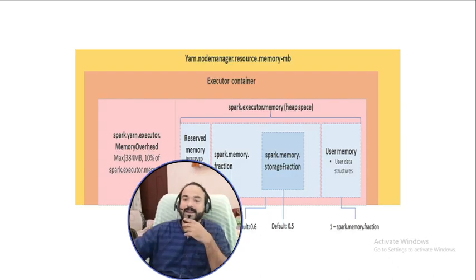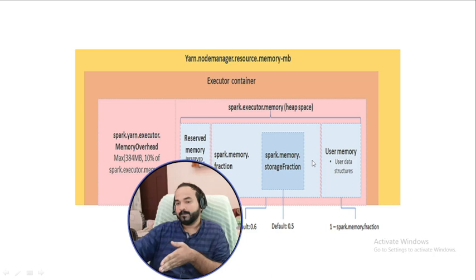So here you can see that this is your YARN. Inside YARN, this is an executor container, and here you can see that this is your heap memory, heap space. Inside the heap, we have different memory segments, which we will cover later, like user memory, Spark memory storage, Spark memory fraction, reserved memory. So one by one we are going to discuss these things.